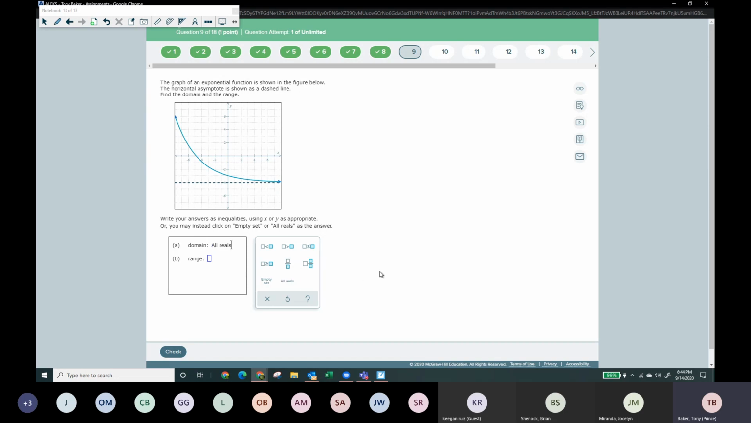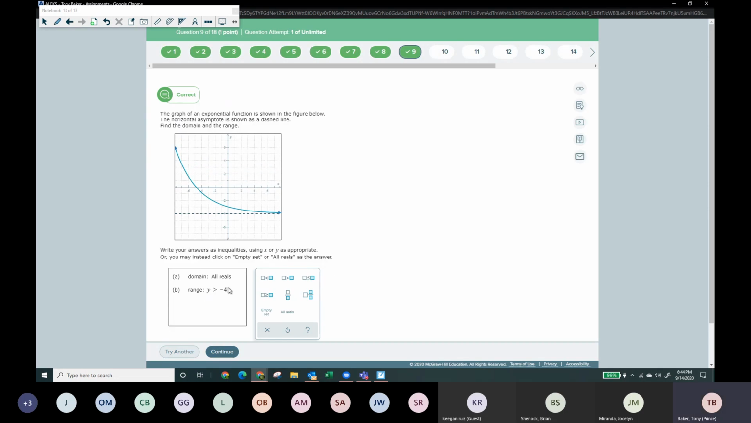In an exponential function, your domain, unless there's other restrictions on it, will always be all real numbers because any number can be plugged into the x value. Your range, however, is not. Your range is dictated by where that asymptote is. So in this case, my range goes from -4 to infinity, so y is greater than -4, not equal to, because it never actually touches -4. So your domain is all real numbers, and your range is y is greater than -4.